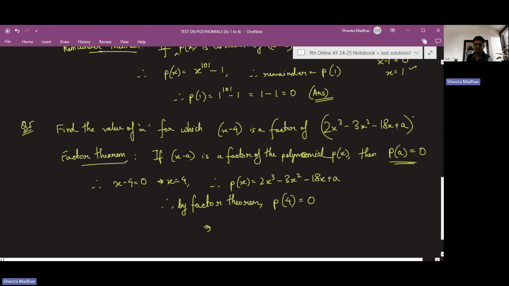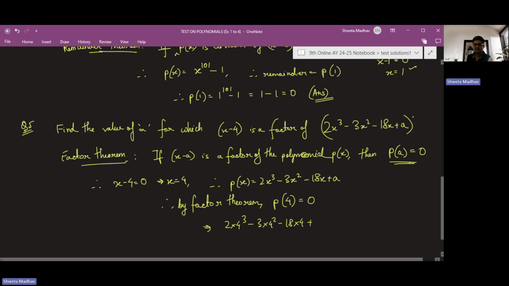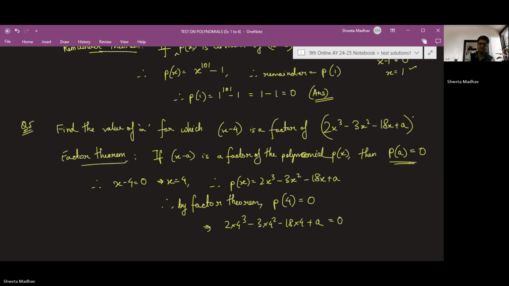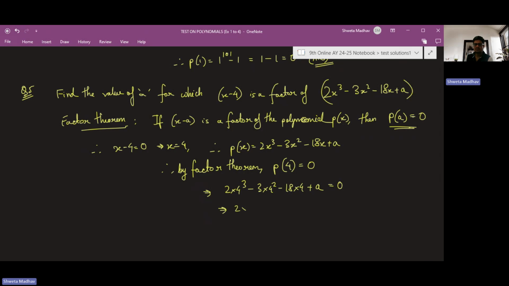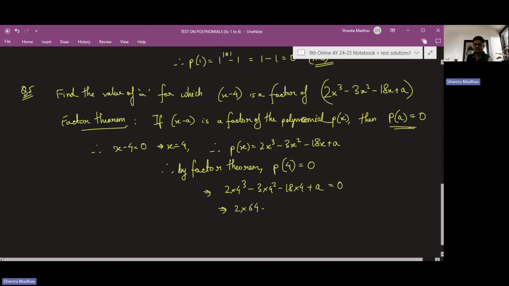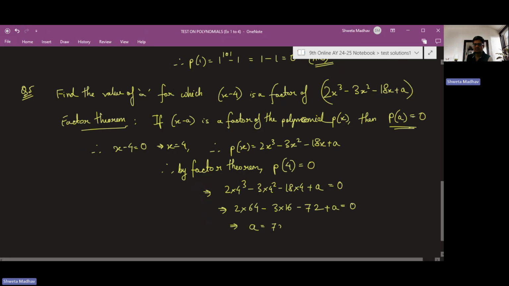So this implies, in place of x I will put 4. So this will be 2 into 4 power 3 minus 3 into 4 power 2 minus 18 into 4 plus a, that should be equal to 0. So then I can say this will be 2 into 64 minus 3 into 16 minus 72 plus a, that is equal to 0. So therefore a will be equal to 72 plus 48 minus 128.